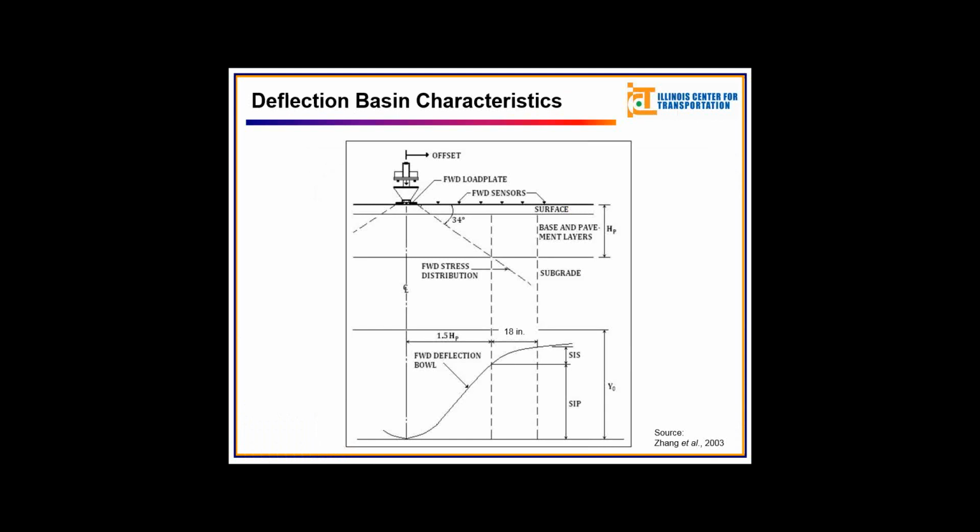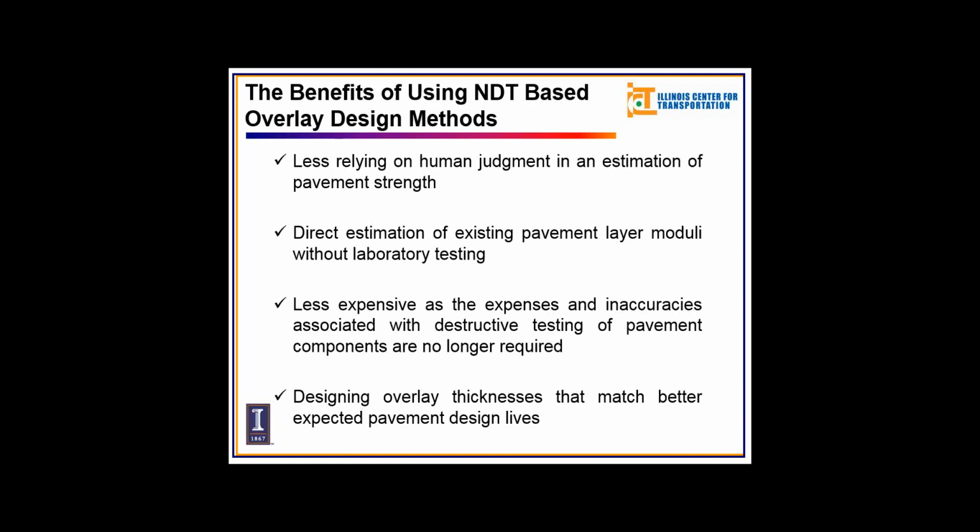characterize the deflection basin. So what are the benefits of using an NDT-based overlay design method? First of all, since we are doing a proper structural evaluation using an FWD, we are relying less on human judgment. Because if we were just assigning a random structural number or layer coefficients to each of the layers, it involves a lot of human judgment. So using an NDT-based design method would definitely lower the reliance on human judgment.